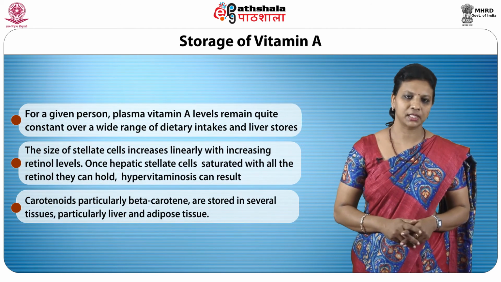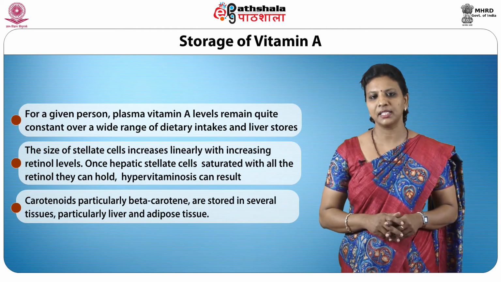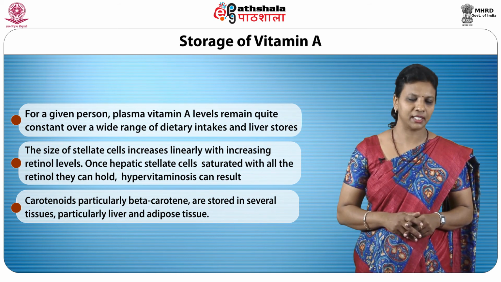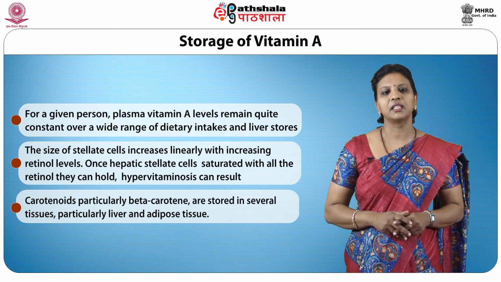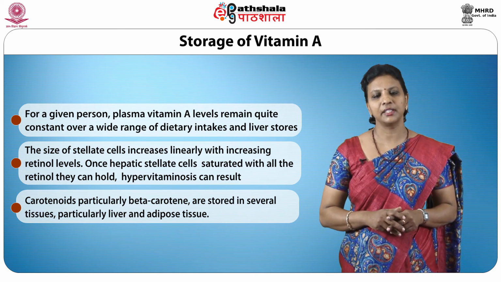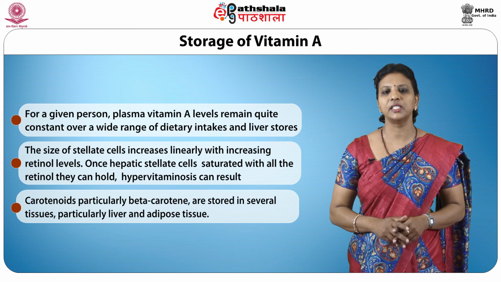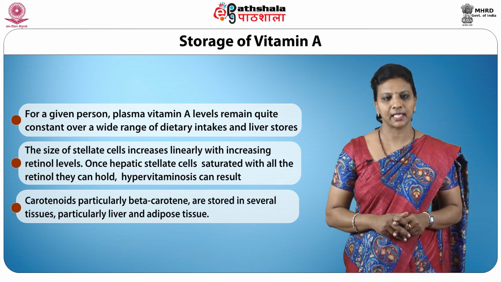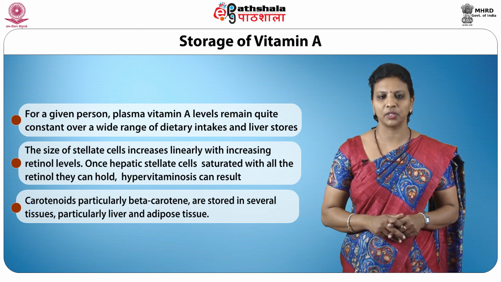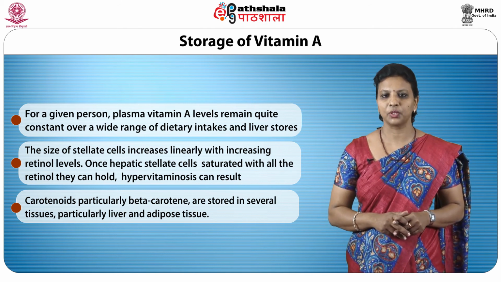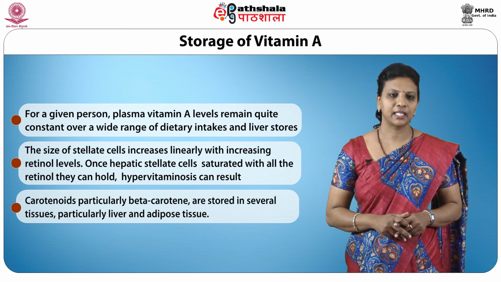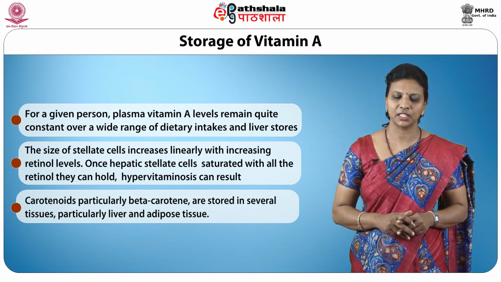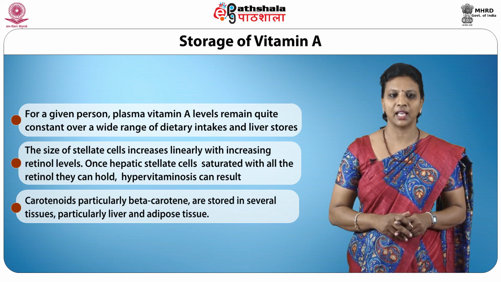For a given person, plasma vitamin A levels remain quite constant over a wide range of dietary intakes and liver stores. The size of stellate cells increases linearly with increasing retinol levels. Once hepatic stellate cells are saturated with all the retinol they can hold, hypervitaminosis can result. Carotenoids, particularly beta carotene, are stored in several tissues, particularly liver and adipose tissue.